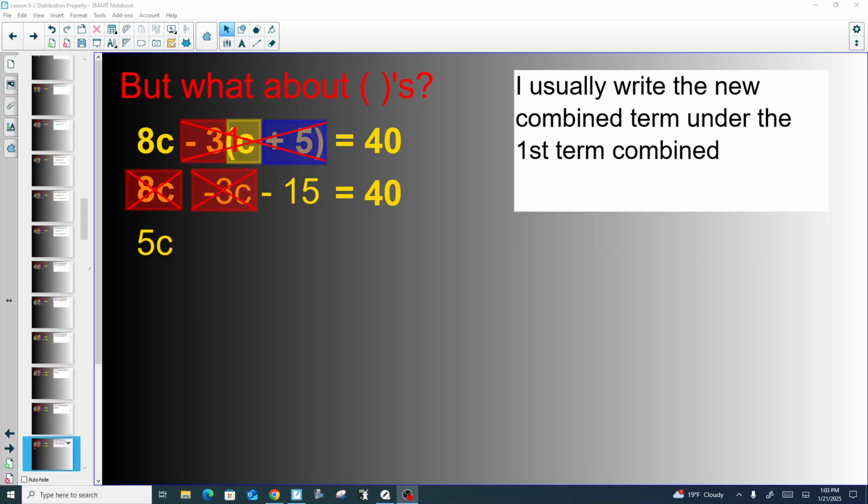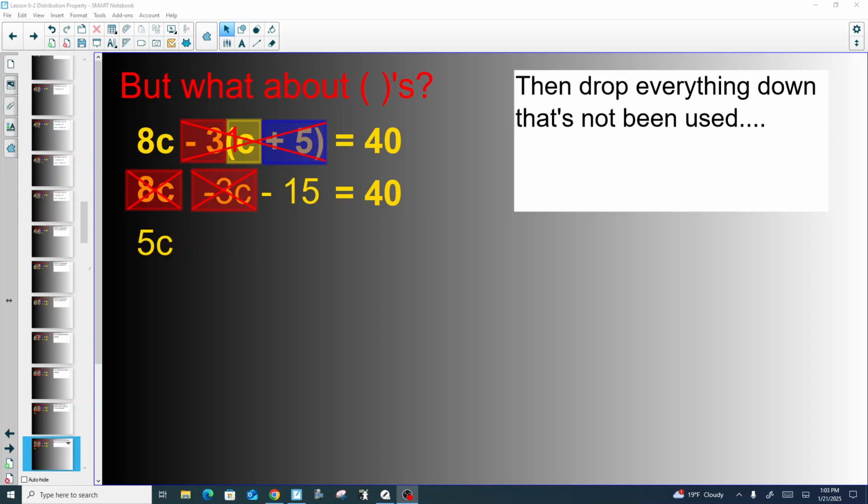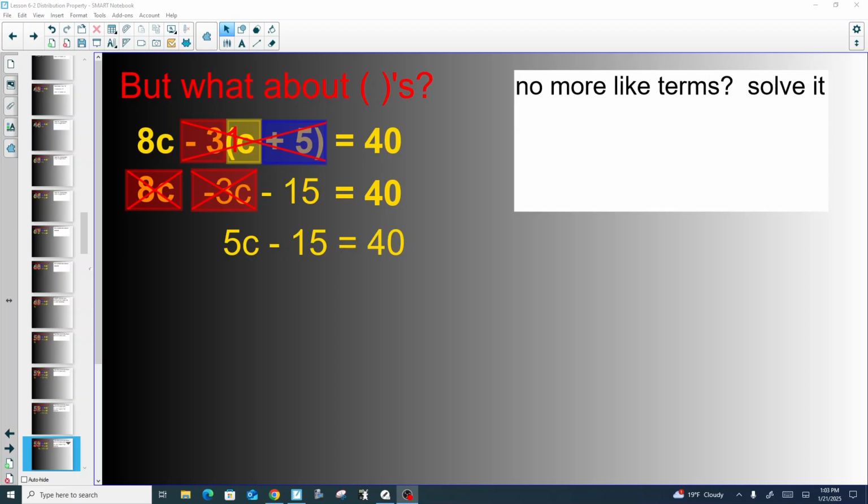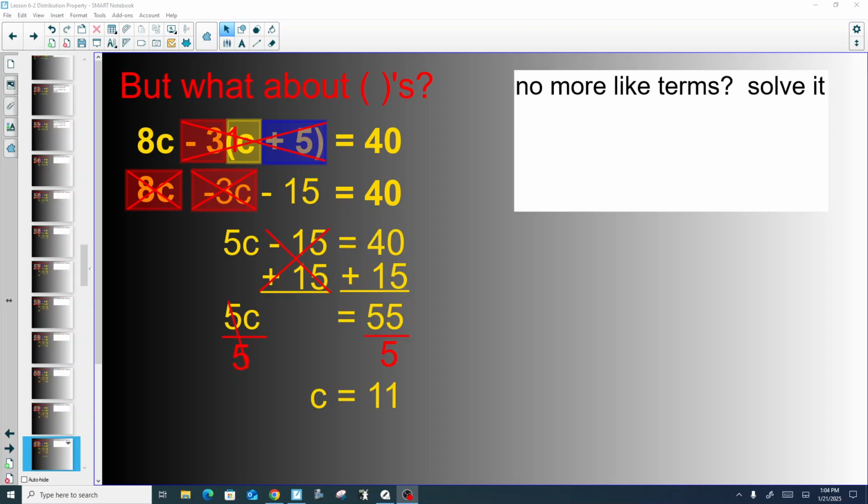You can see where I wrote that underneath the first term that we put together. The minus 15 equals 40 comes down, and now we do have the ability to squish them together if you want, okay? Makes it look a little better. Get rid of the minus 15 first by adding 15 to both sides. Drop the 5c, and we get 55. Now we can divide both sides by 5, and c equals 11.